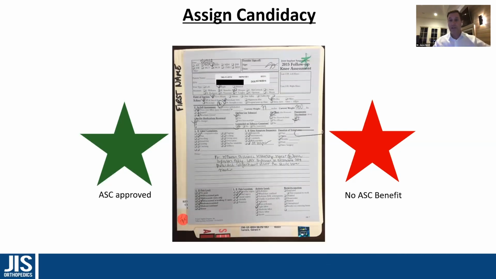Our old charts used to look like this. There's the big green star at the top. This is a green star patient. We love these green star patients. If they need a surgery, they're going to the center if they meet the medical criteria.